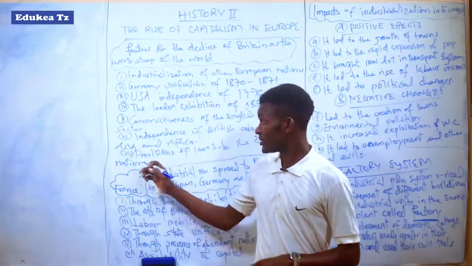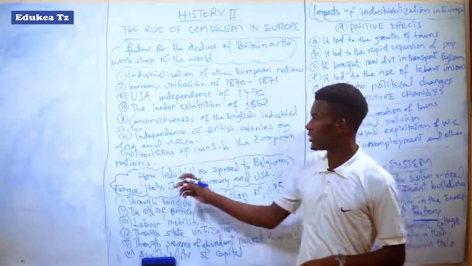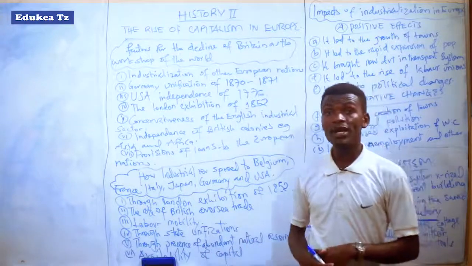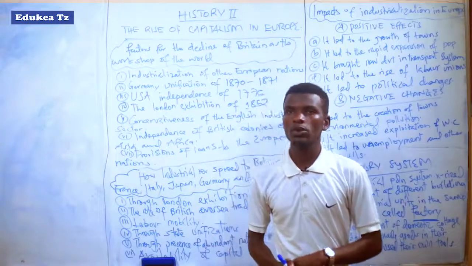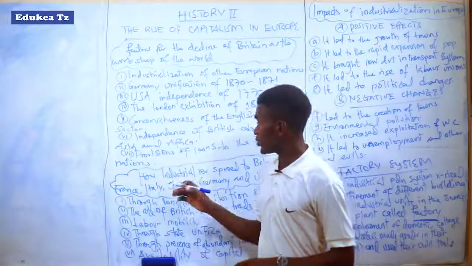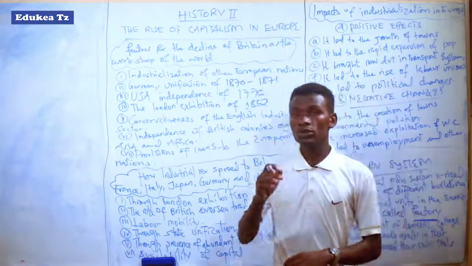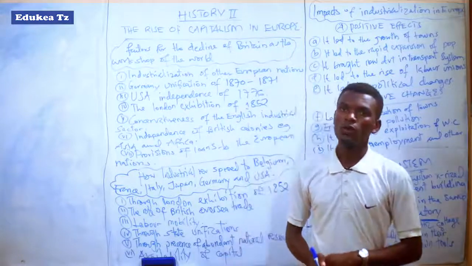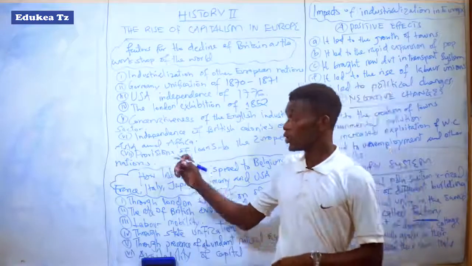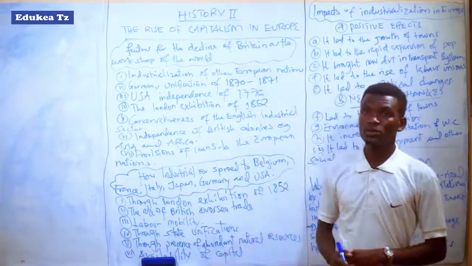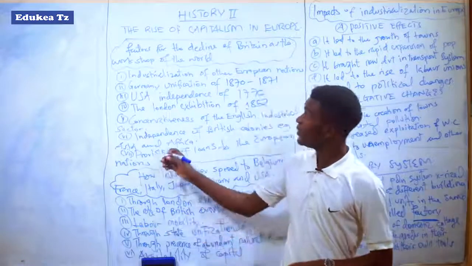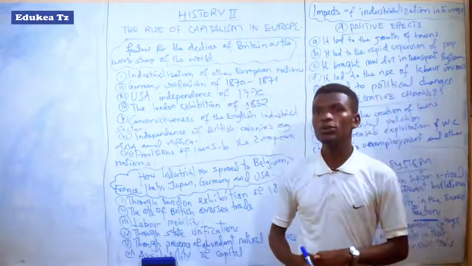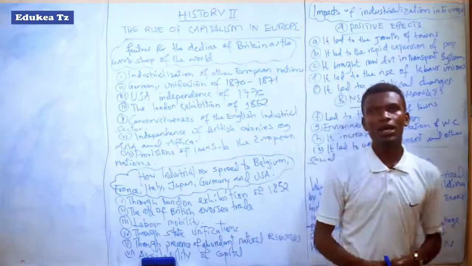The last factor for the decline of Britain as the workshop of the world was provision of loans to the European nations. As I have told you, Britain was regarded as the workshop of the world and dominated the world economy. So she decided to lend loans to other European nations. Those European nations decided to invest that capital in the industrial sector. That action led European nations to start to produce industrial goods that competed with British manufactured goods in the market. So it led to the decline of Britain as the workshop of the world because other European nations started to challenge her in the market.